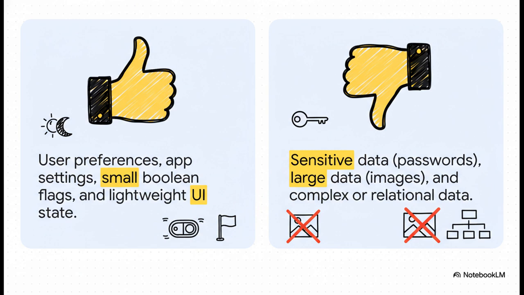But on the right, that's the kryptonite. Never, and I mean never, store sensitive data here. No passwords, no authentication tokens, nothing. Remember, it's not secure. And also, avoid large data like images or big chunks of JSON. It's not a database, and if you try to treat it like one, you're going to have a bad time. It'll slow your app way down.